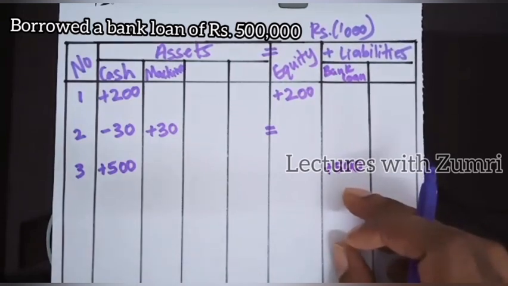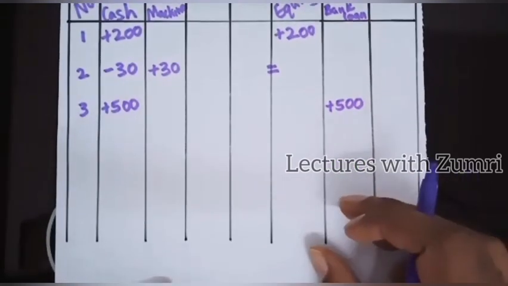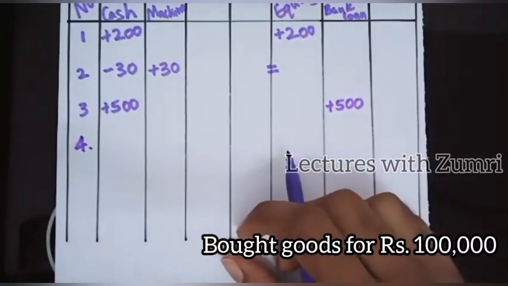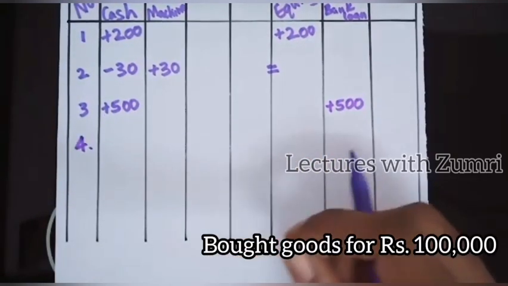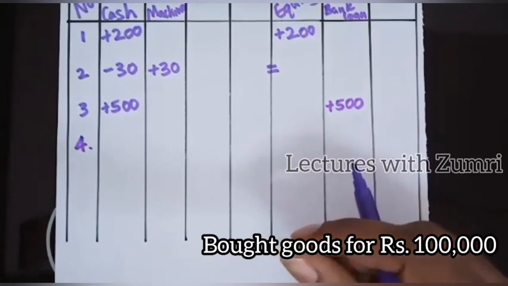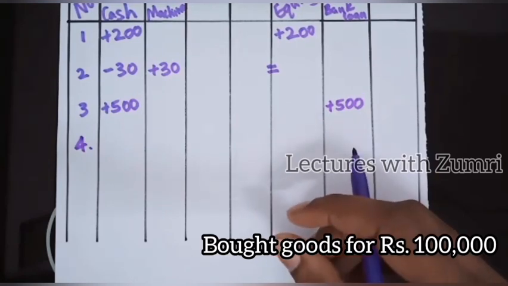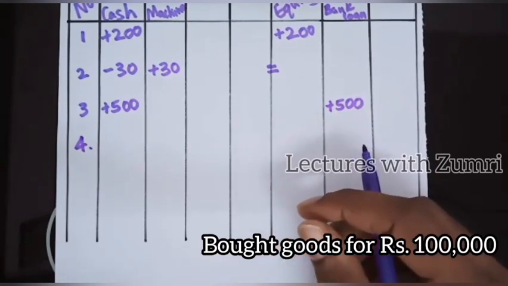So we'll move to the next transaction, the fourth one. What does it say? Bought goods for 100,000 rupees. So here this one is also a cash transaction since there is no name, and also it is not mentioned that it is bought on credit. So what will be the answer?